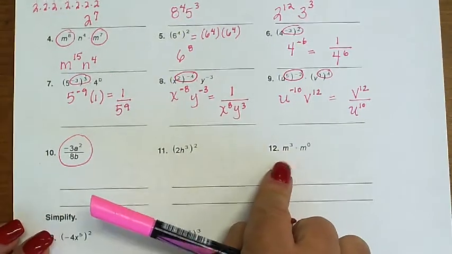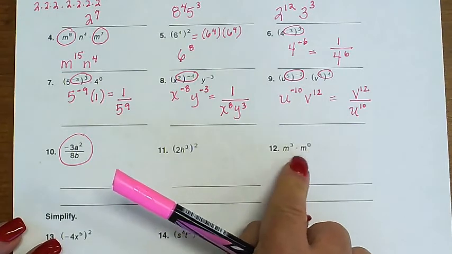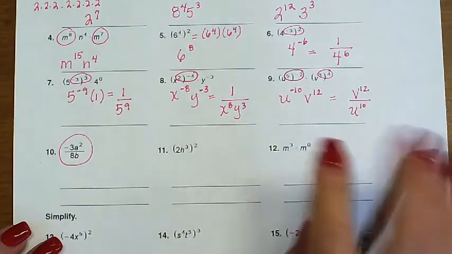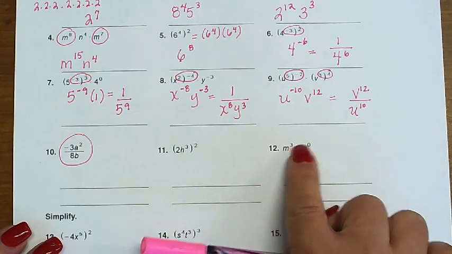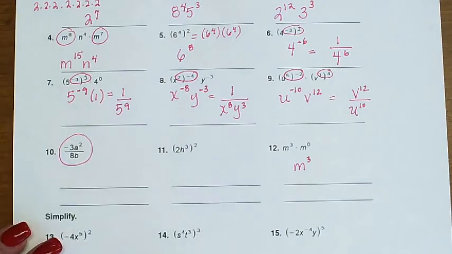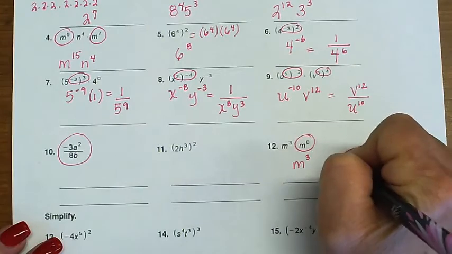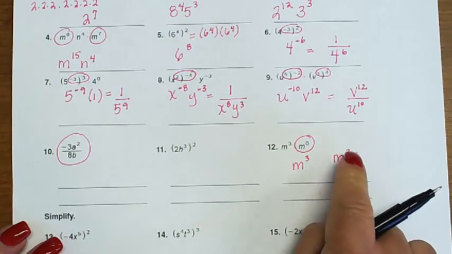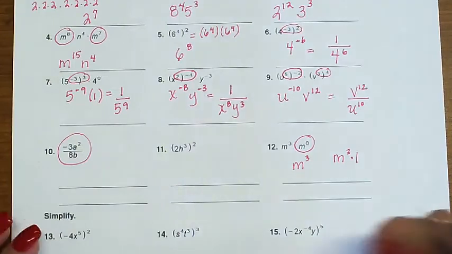But I do want to look real quickly at number 12 before I let you go. So m to the third times m to the 0, okay? So when I think about this, remember that I've got the same bases, so I would add the exponents, and 3 plus 0 is 3. So this would be m to the third. Another way you might think about this is, remember that anything to the 0 power is 1. So this is the same as m to the third times 1. Well, anything times 1 is just that thing, right? So m to the third times 1 would still be m to the third. So you could think about that either way, and you would still get the same answer.